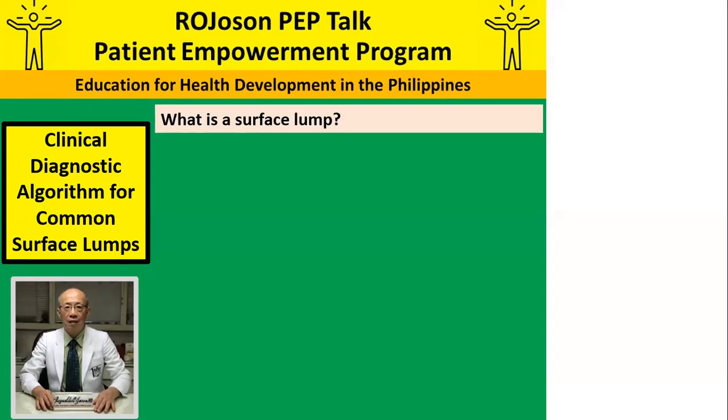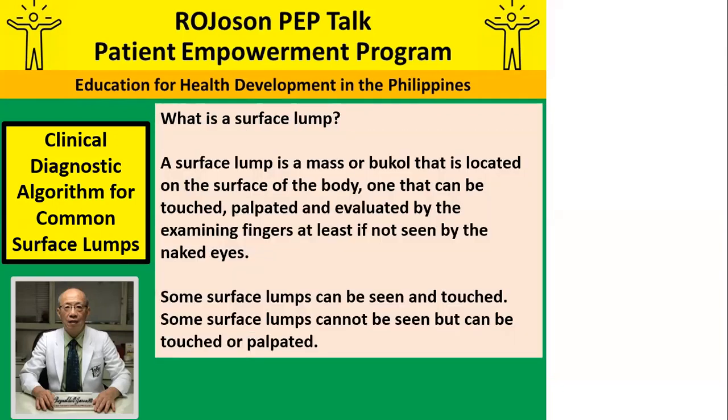Let's start with the first topic. What is a surface lump? When you say surface, nasa ibabaw lang. Okay? Lump means a bukol. Okay? So, bukol sa ibabaw ng katawan. Okay? So, a surface lump is a mass or a bukol that is located on the surface of the body, one that can be touched, palpated, and evaluated by the examining fingers of a person, at least, if not seen by the naked eye.